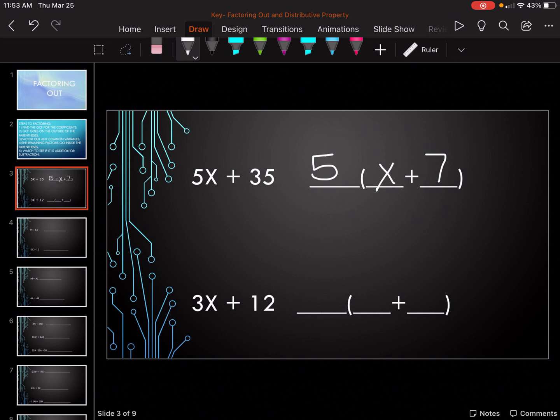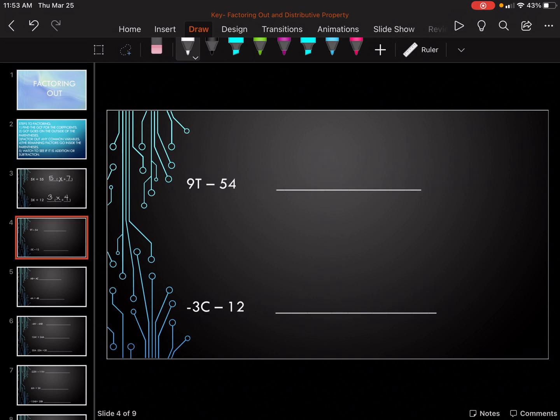So here, 3 and 12, what factor can we pull out? We can factor out 3. 3x is left. 3 times what gets me 12? Times 4. Always double check it. Okay. So 9 and 54, we can factor out the 9. So then we would have t left. Notice this is a subtraction, so we're going to have it be minus, and then 54 divided by 9 gives me 6.